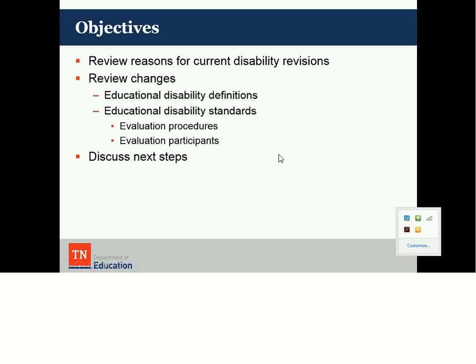The objectives of the webinar are to review the reasons for some of the current changes, and to talk about what those changes are in regards to the educational disability definitions and standards. For those who are not familiar with the difference, the definition is the description of the disability and the criteria associated with it. The standards define the evaluation procedures and participants. So we'll be talking about both as we go through the webinar, and then we'll briefly talk about our next steps.